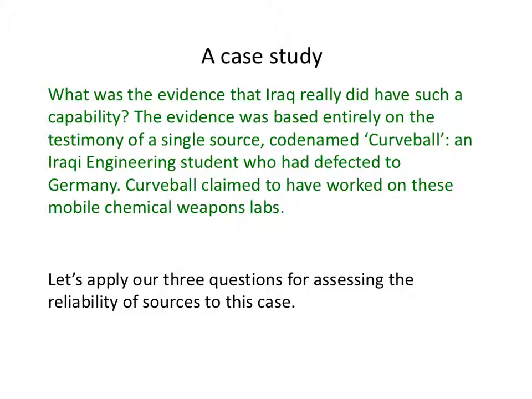The evidence came from a source, an eyewitness and expert source, someone codenamed Curveball by German intelligence. Not to have set off a few alarm bells straight away, but anyway, he was an Iraqi engineering student who defected to Germany, and he claimed to have worked on these mobile chemical labs. He claimed to have seen them and worked on them. So let's apply the three criteria for evaluating sources to Curveball and see what we come up with.